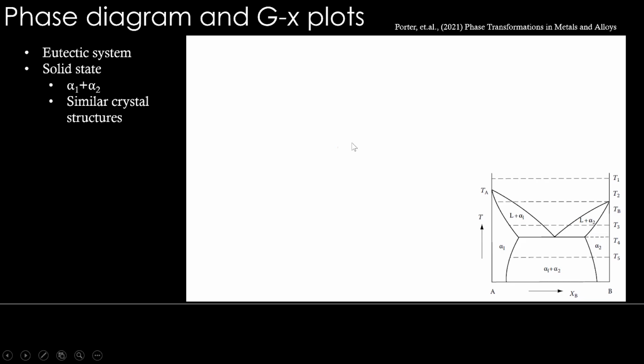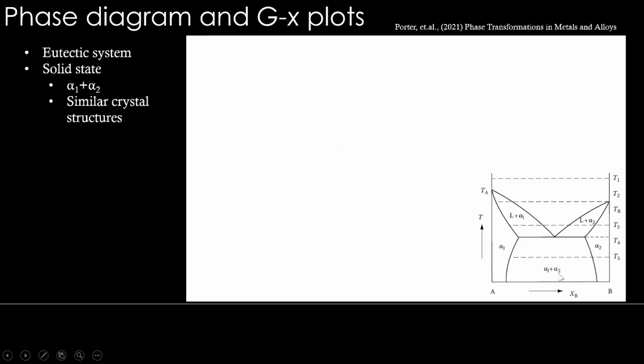Now one more system, slightly more complex. What if that small miscibility gap that we saw in the previous slide becomes larger and larger? Eventually it will come to this sort of phase diagram, a eutectic system. Okay, here alpha 1 and alpha 2 are there on both sides. There is no single phase alpha region anywhere. Okay, this is how the eutectic system looks. So in the solid state we have similar crystal structures, alpha 1 and alpha 2. These are both similar crystal structures.